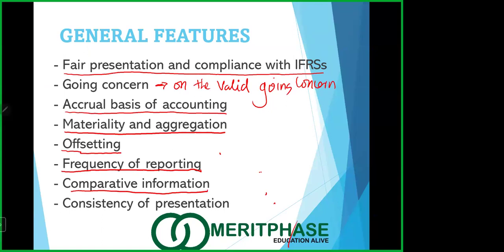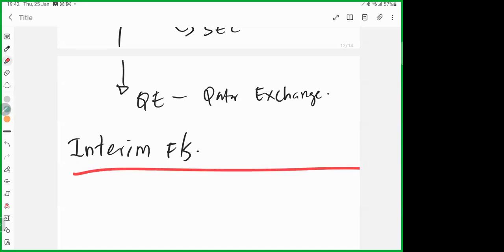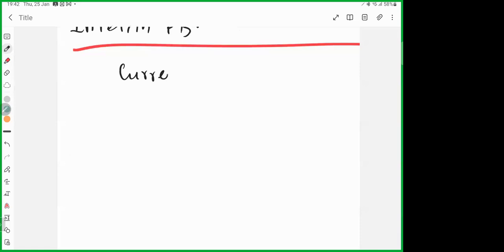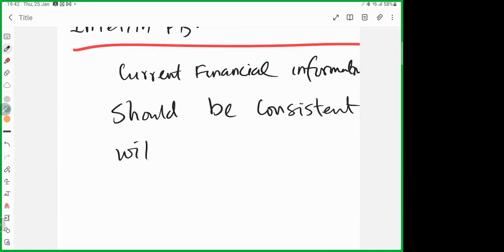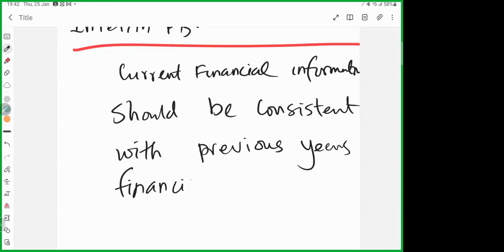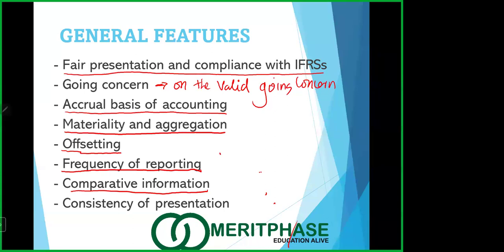You should produce financial statements with the similar information for the previous year. Your financial statement for the current year should match and be consistent with the financial information for the last year. Current financial information should be consistent with the previous year financial information. Is it clear? So you should present last year financial information and the current year. So you should be able to compare.